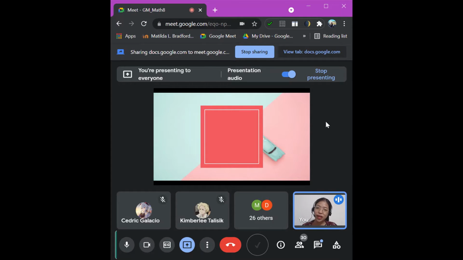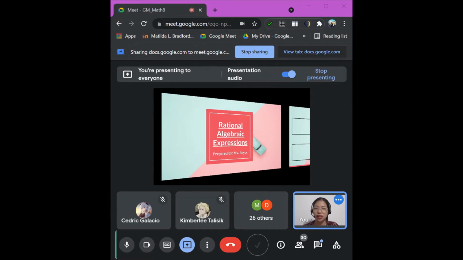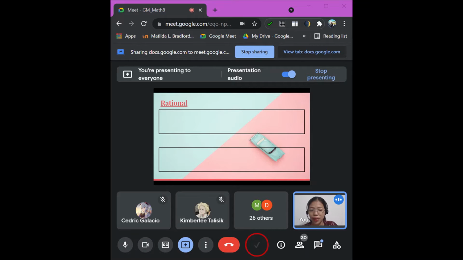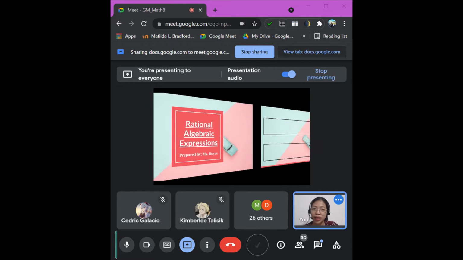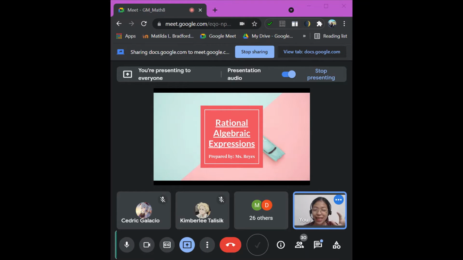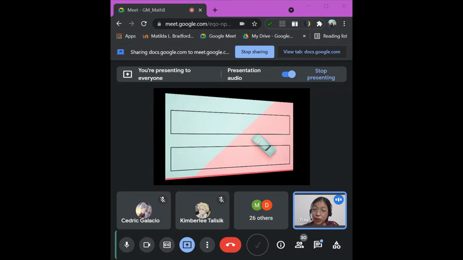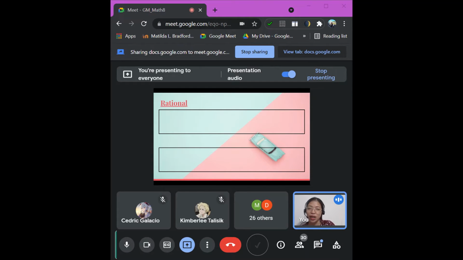Okay, so for today's lesson, we are going to have rational algebraic expressions. So, unsa di ay ning rational algebraic expressions? When we say rational algebraic expressions, it is more on like broader sides. So, ato sa siyang bahin-bahinon. We are going to start with the word rational. So, unsa day ng rational?